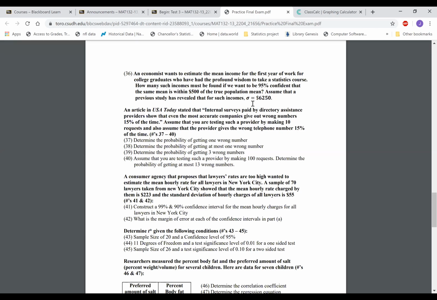Okay, so for this one, here you go, 36. Right now you're going to write down the information that they gave us. They want a 95% confidence level, so we'll say confidence level is 95%. The sample mean is within 500, so within 500 means margin of error is equal to 500. And lastly, it says assume that a previous study has revealed that for such an income, sigma is equal to 6,250.